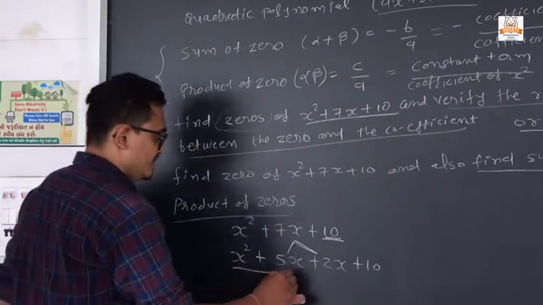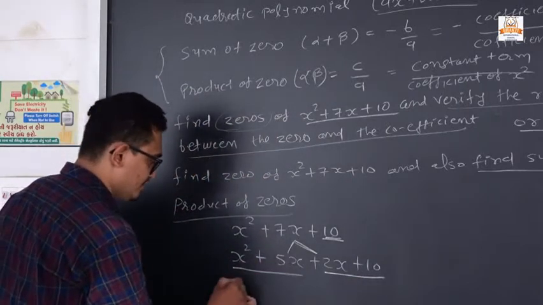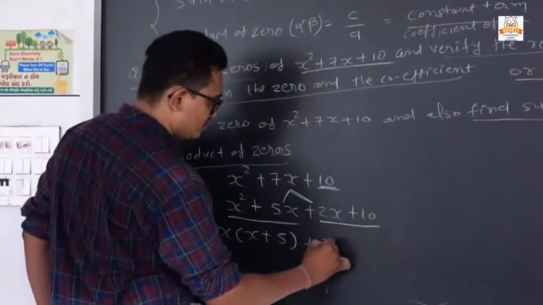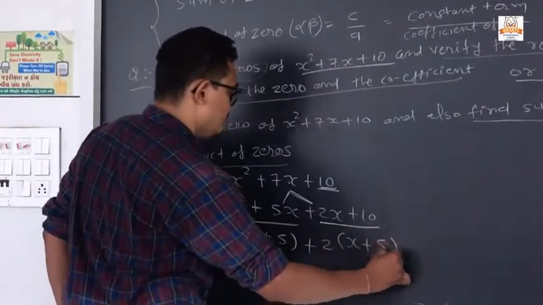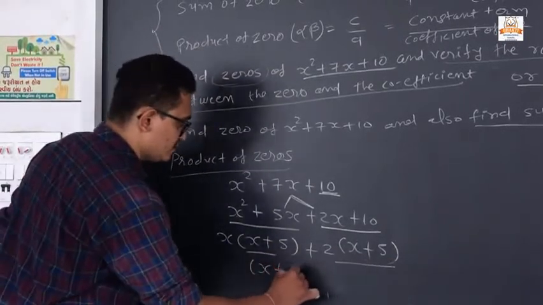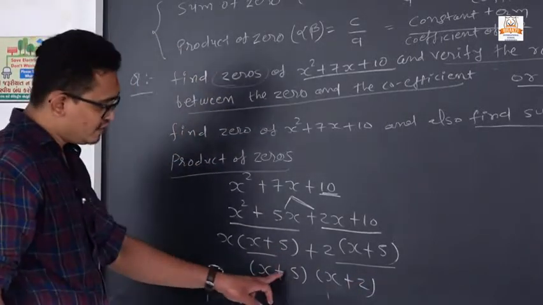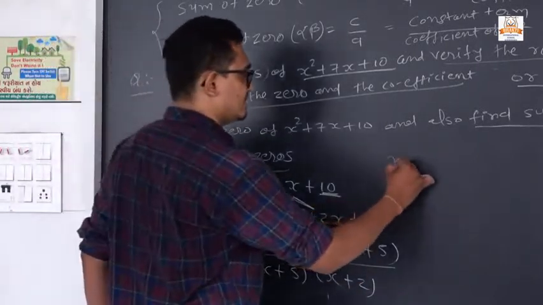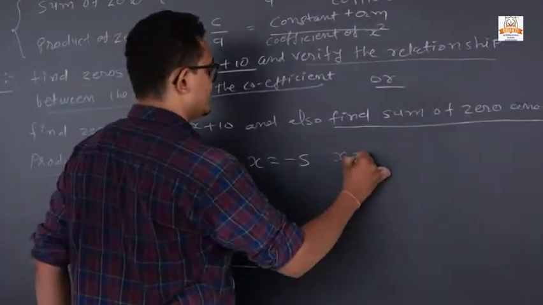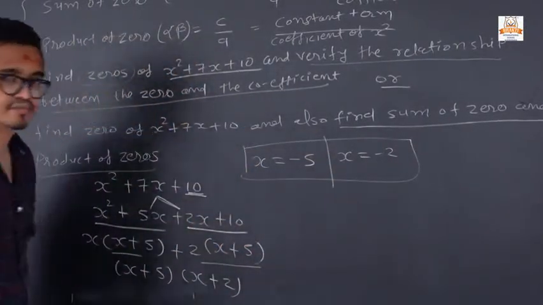Next, we take the common term from the first two terms, which is always x, and from the last two it will be 2. So x plus 5 is a common bracket. So first x plus 5 and second x plus 2. So what is our first zero? If it goes to the other side, x is equal to minus 5, and similarly x is equal to minus 2. So these are our two zeros.